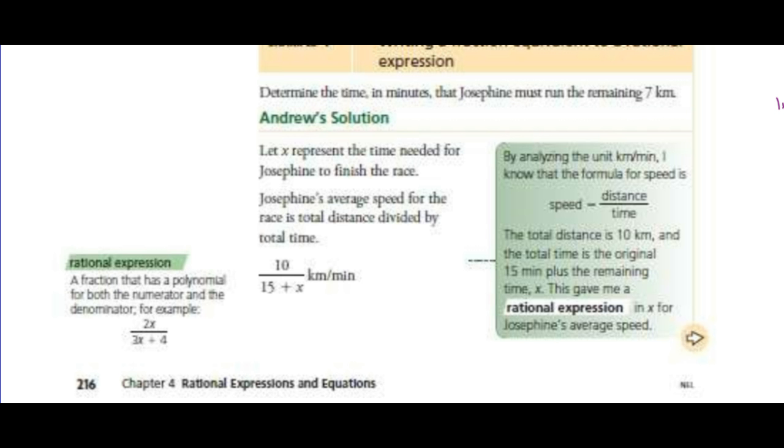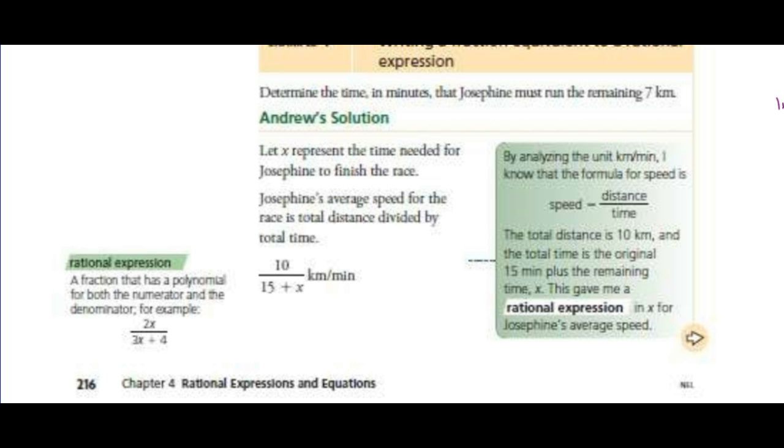Even if we're talking driving your car, it's kilometers per hour. You know that kilometers is a distance measure and hours is a time. Total distance is 10 kilometers, and the total time is the original 15 minutes plus the remaining amount of time. This gave me a rational expression in x for Josephine's average speed.